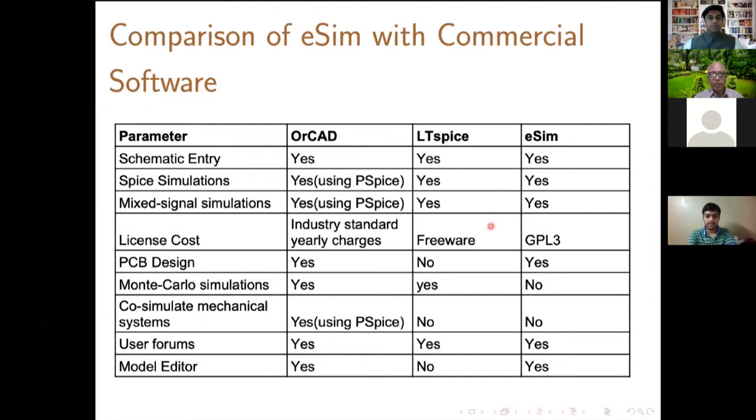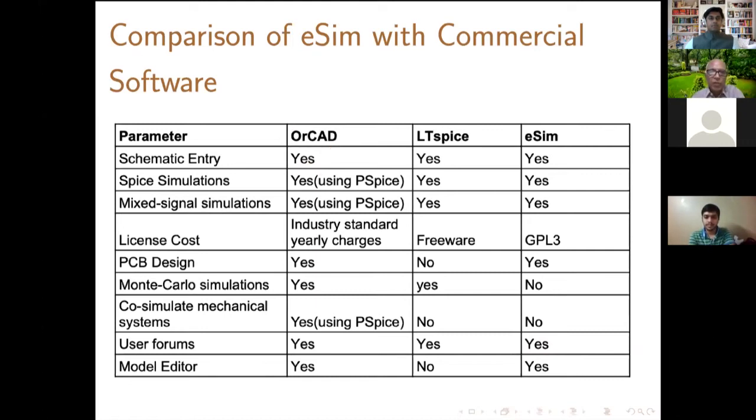You can create a schematic entry. You can do PCB design. You can do SPICE simulation. And then user forums are there. Model editor is there. The only thing is the user forum is accessible to all of us. Anybody can come and ask questions, whereas I'm not sure about ORCAD and LT Spice, whether they would want a license number.